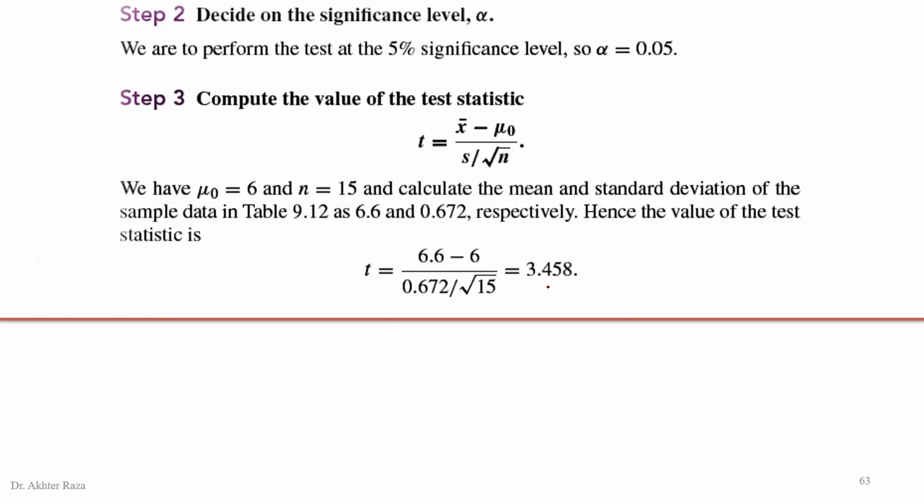These are the calculations. The T statistic is 3.458. This is the observed T statistic. We can use T observed.